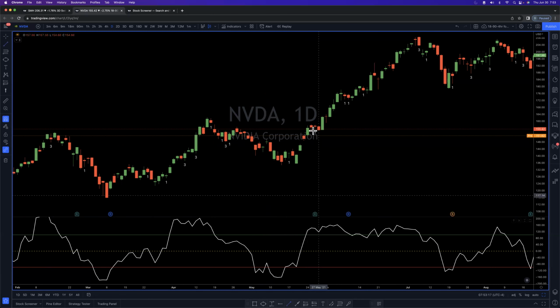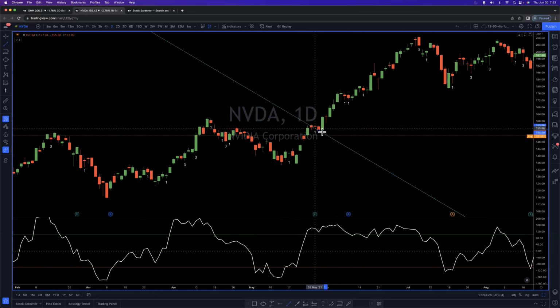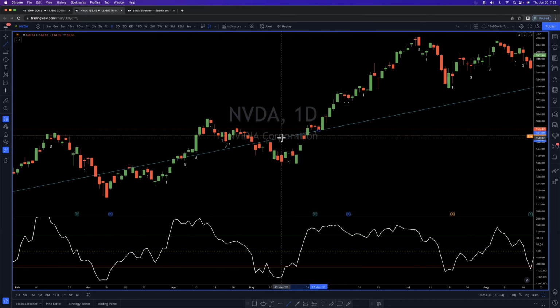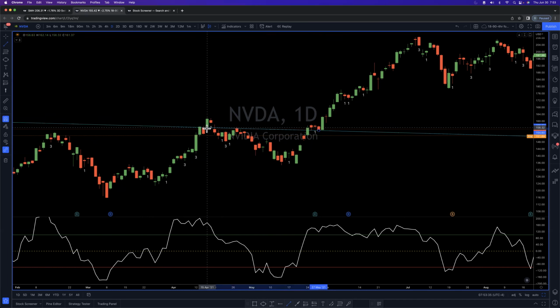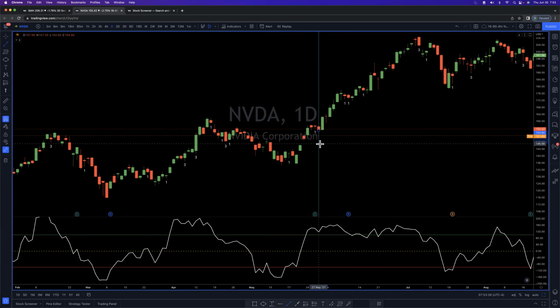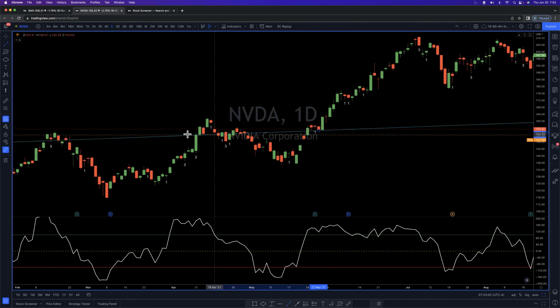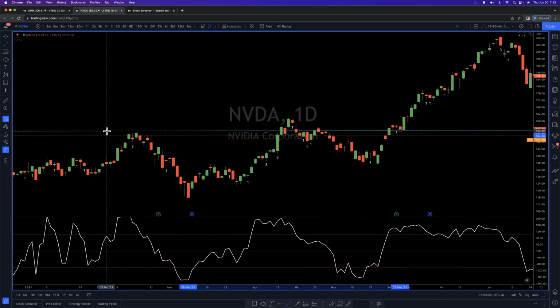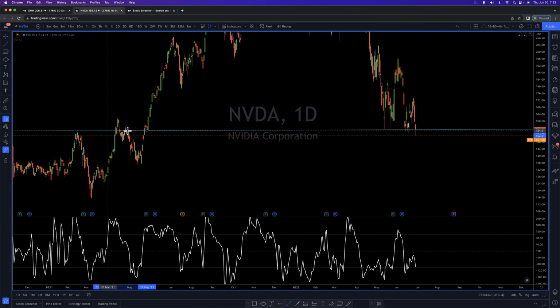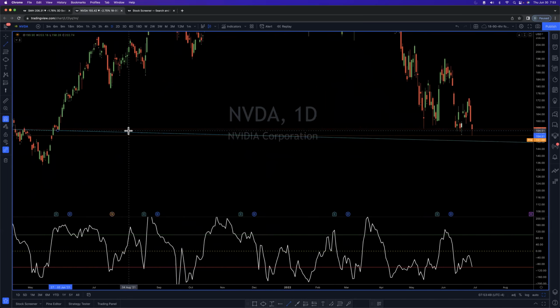All right. So the way we're going to draw it, we know we're already in here. This is the close. So I'm going to draw our first broadening formation on the low of this, because we want price action to take this low, which is 154.60. Let me get another. All right, so we're going to go 156 on this guy.